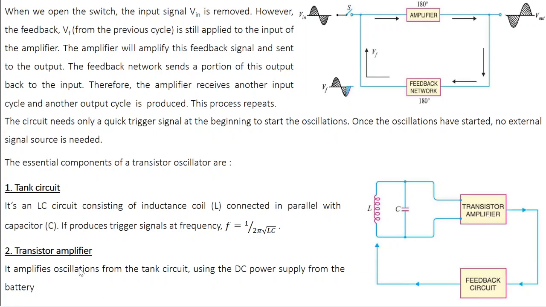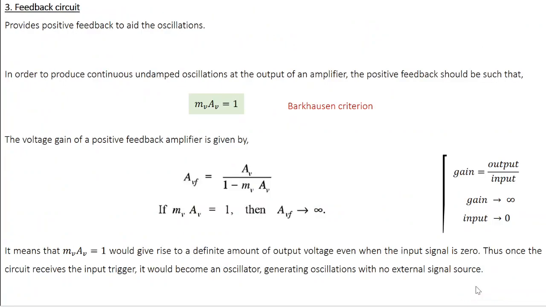It basically amplifies the oscillations from the tank circuit using the DC power supply from the battery. So the job of the tank circuit is to provide the trigger signal at the beginning. And the third component is the feedback circuit, which basically provides positive feedback to aid the oscillations.